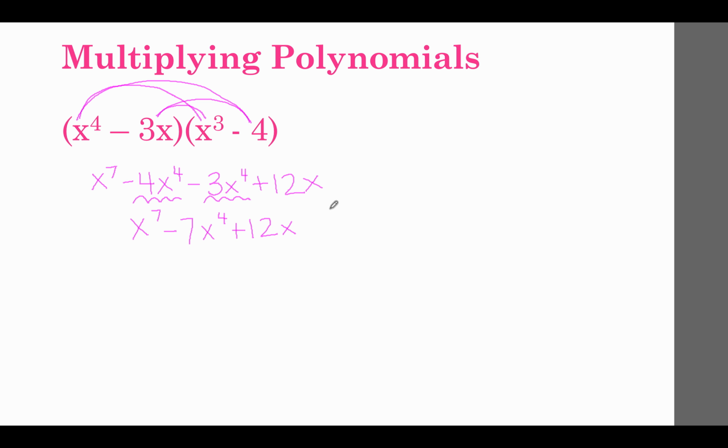12x. Whenever you're writing your answers, you want to make sure that the exponents are decreasing. So 7's the largest, then 4, and then 1. So you always want to make sure you have them in order so it's descending in exponents. Okay, that's the end of our video.